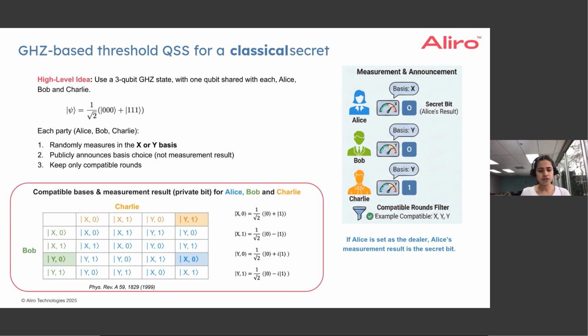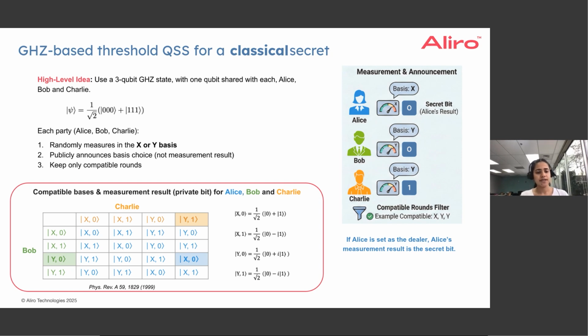And we will try to see an example here. We have a table here with rows representing the different basis choices and outcomes that Bob can measure. And the columns represent the same for Charlie, and the elements in the table marked in blue are the states that would represent Alice's outcome and basis if all three were correlated.